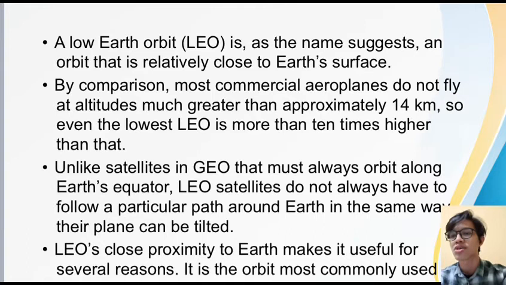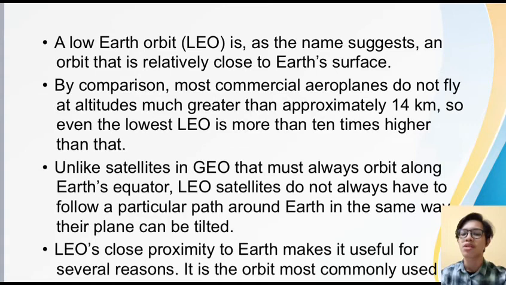LEO satellites are less useful for tasks such as telecommunication because they move so fast across the sky and therefore require a lot of effort to track from the ground station. Instead, they are part of a large constellation of multiple satellites to give constant coverage.